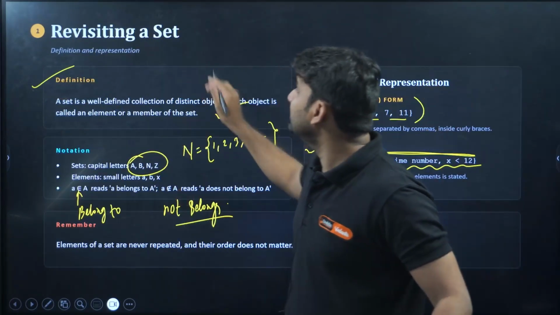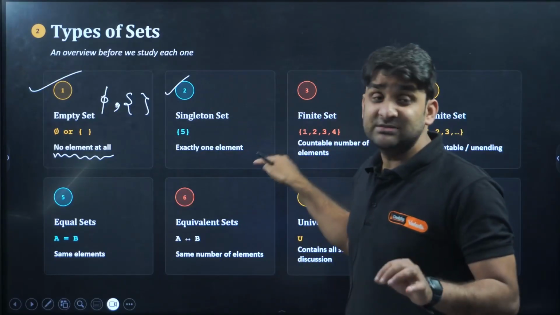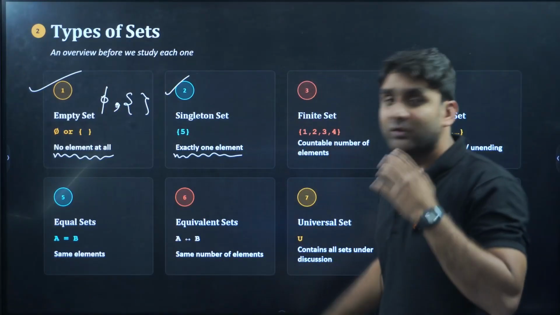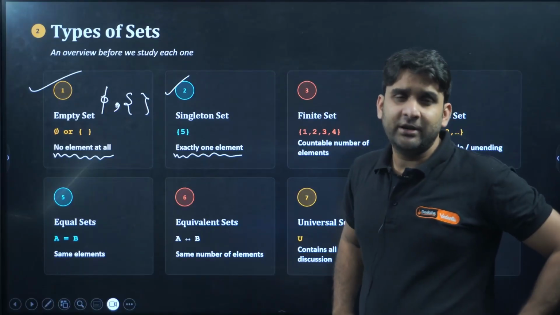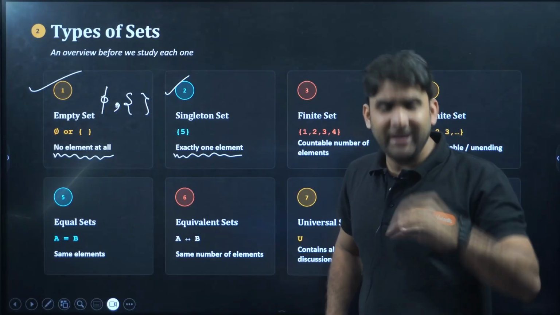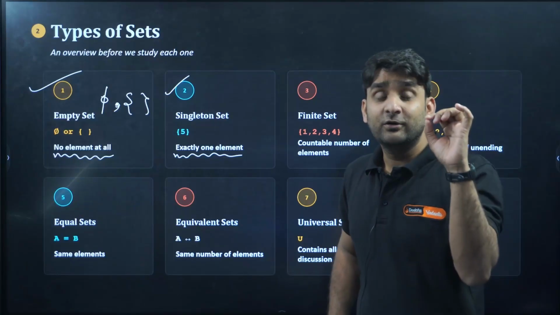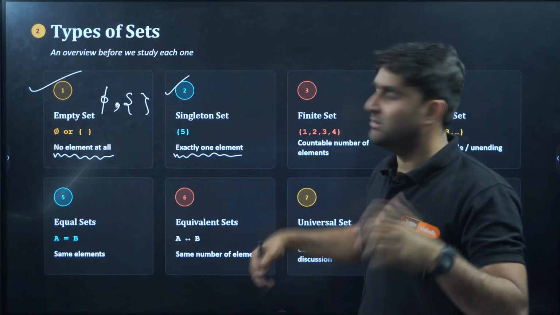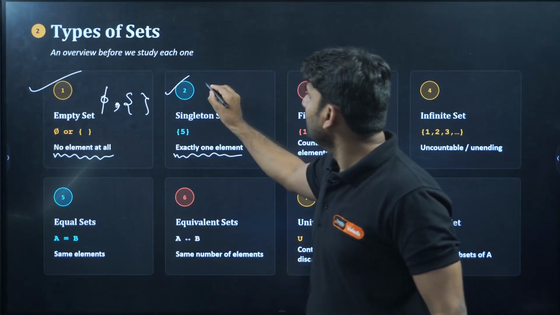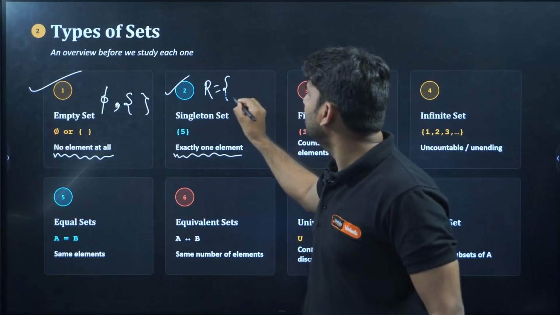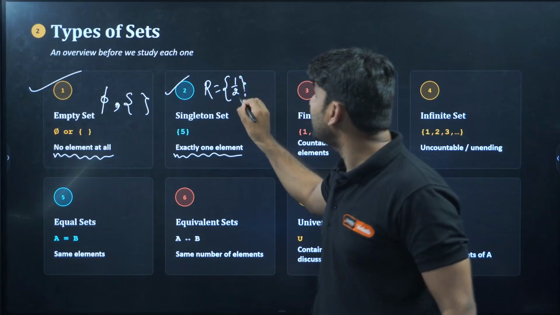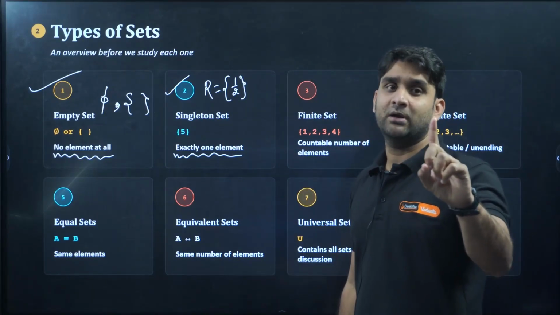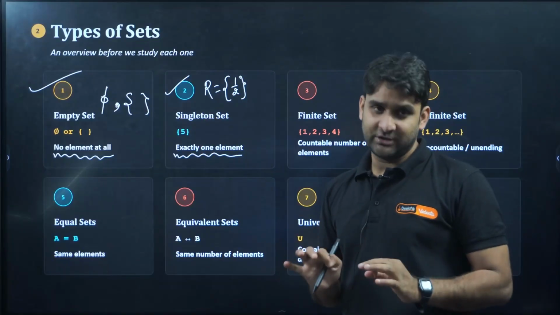What is called a singleton set, champions? A singleton set means the set is having only one element. For example, if I ask you to write a set of a rational number, any rational number, you can write R is equal to the rational number, let's say 1 by 2. Only one rational number. I have asked you to write only one rational number, so only one element will come. Such a set is called a singleton set.